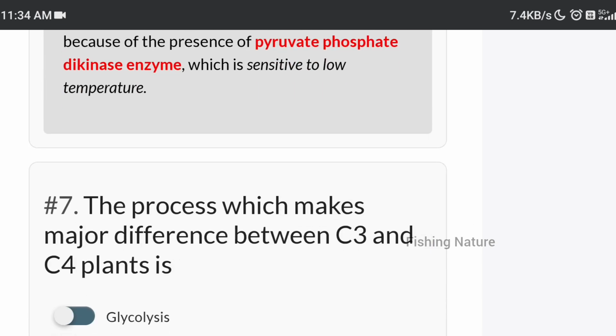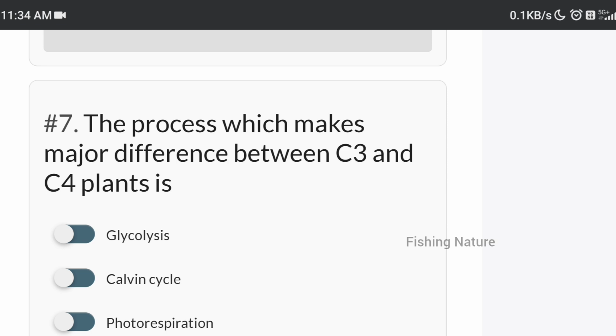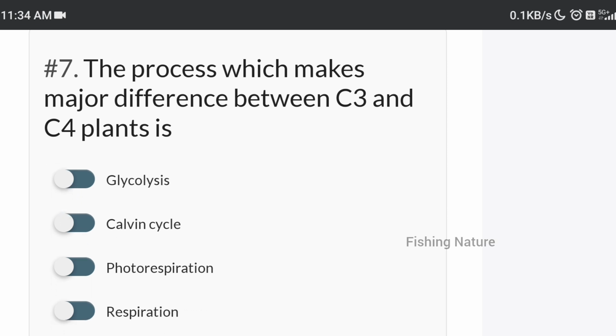Next, the process which makes a major difference between the C3 and C4 plants. Is it glycolysis, Calvin cycle, photorespiration or respiration? Which is a major difference?